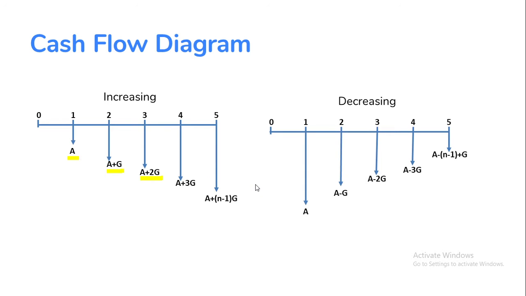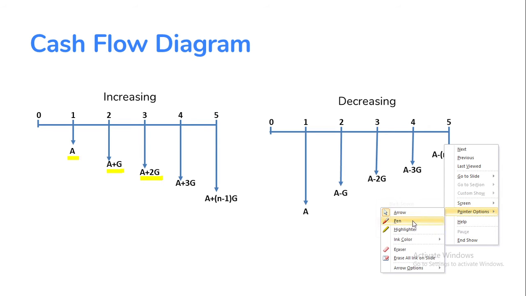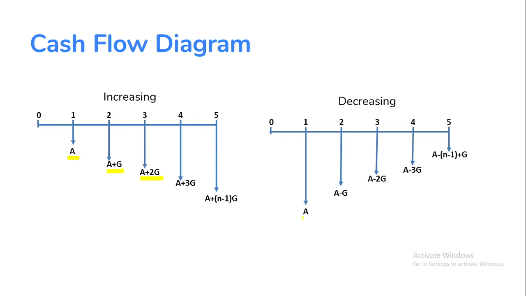In the case of decreasing, from period 1, we have a base amount of A. In year 2, an amount G was subtracted from the base amount, so it becomes A minus G. In year 3, another G, or gradient amount, was subtracted, so it becomes A minus 2G. As you notice, it is increasing and decreasing.